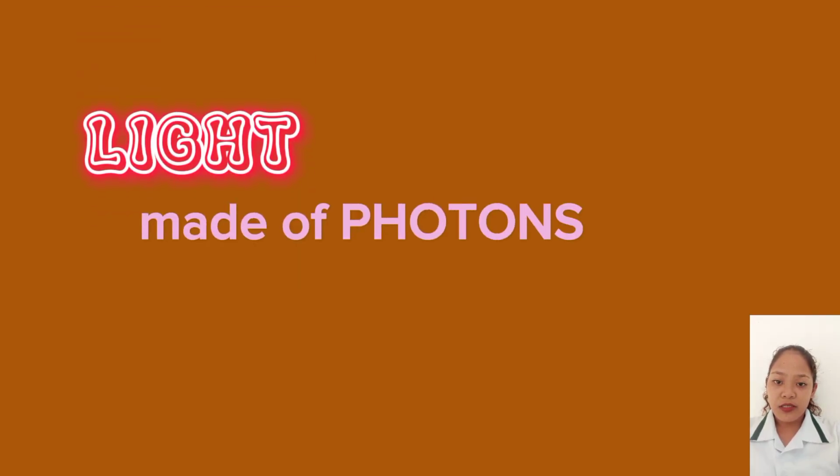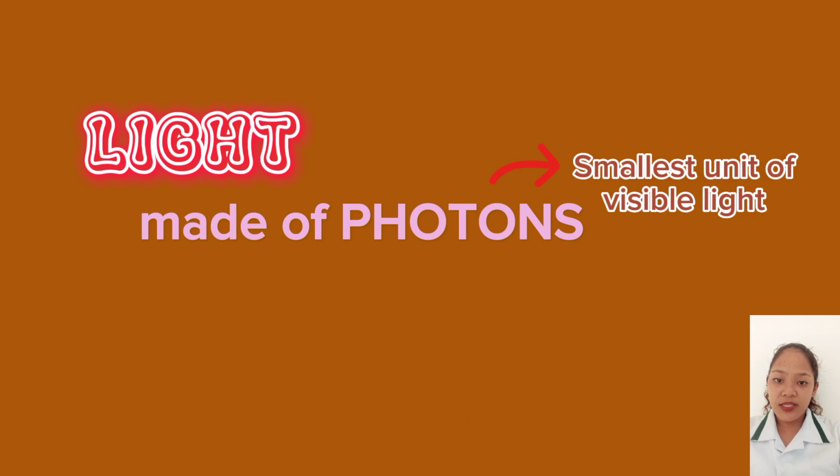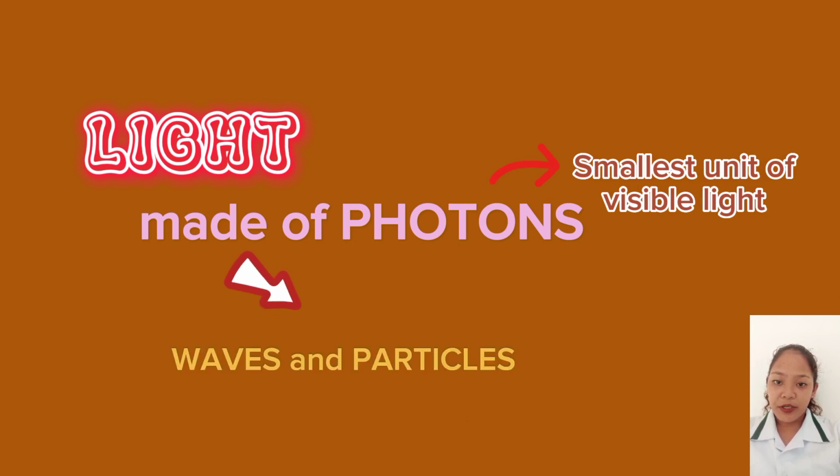Light is a form of energy made of photons. A photon is the smallest unit of visible light. Photons can be both waves and particles. For you to deeply understand our lesson for today, let's watch this video.